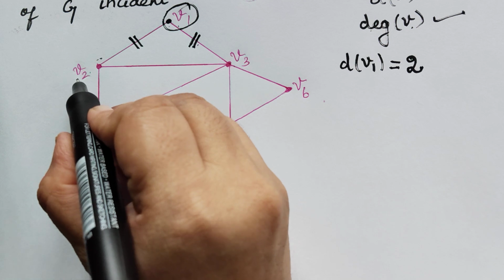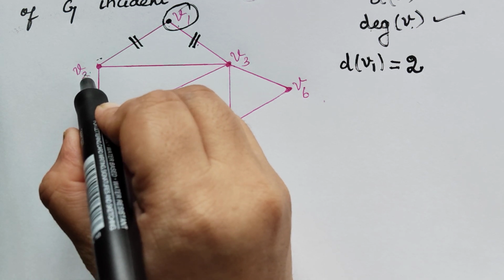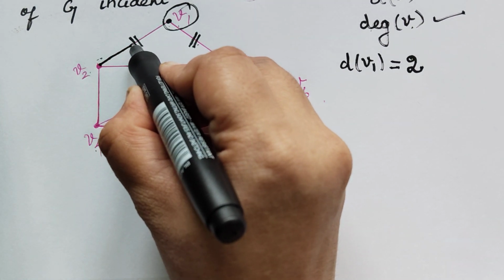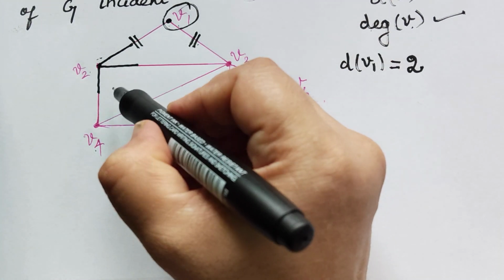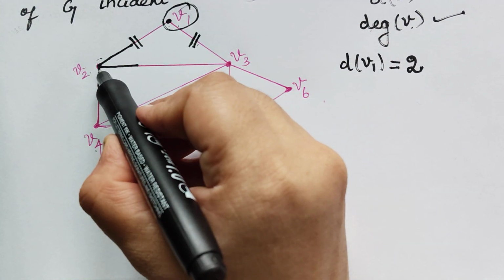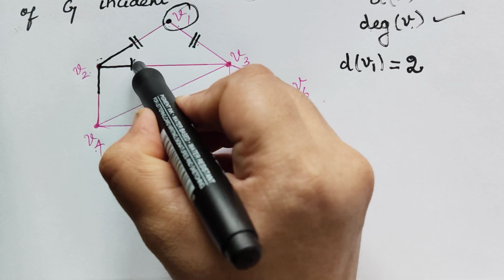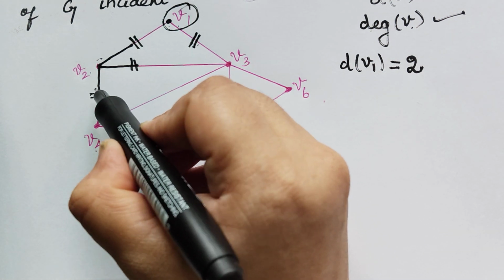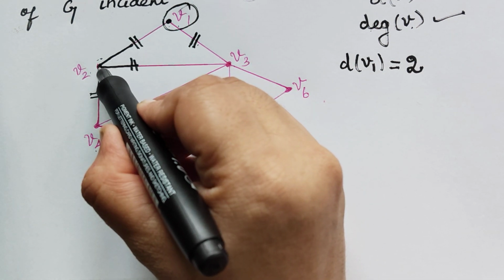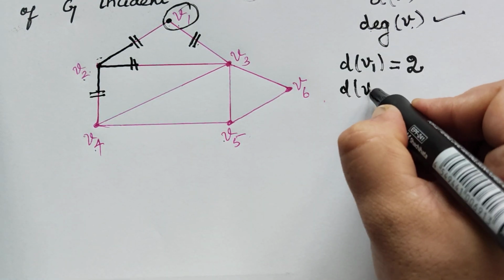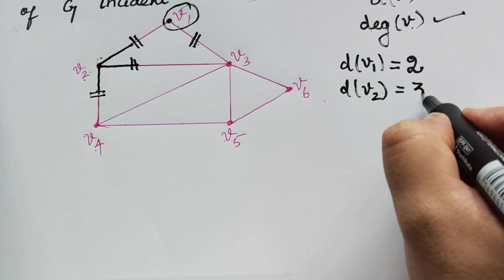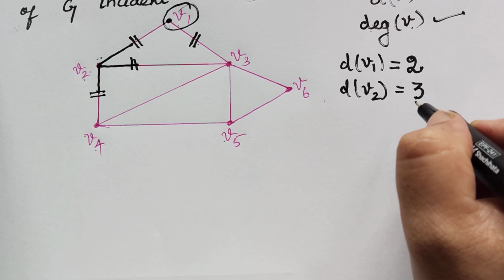How many edges are incident to V2? Now if you see, there is an emanating edge from here and here and here. Are there any other edges that are incident to V2? No. So 1, 2 and 3. So 3 edges are incident to V2, and therefore the degree of the vertex V2 will be equal to 3. So this is how we have to find the degree.